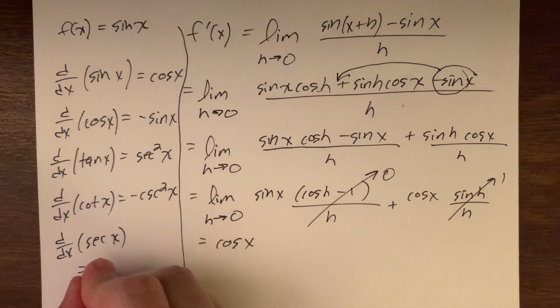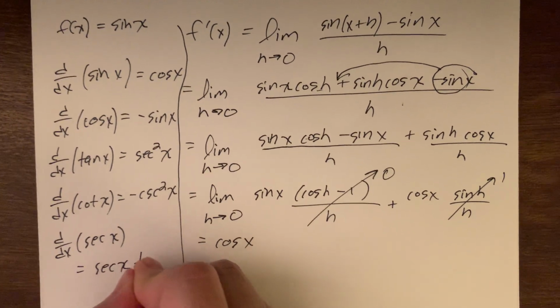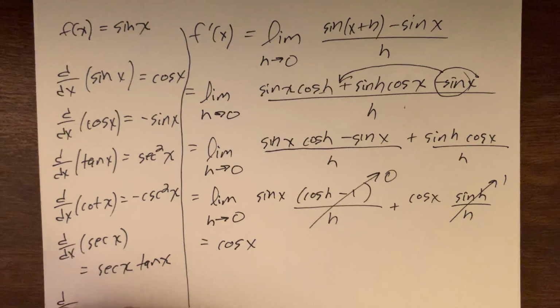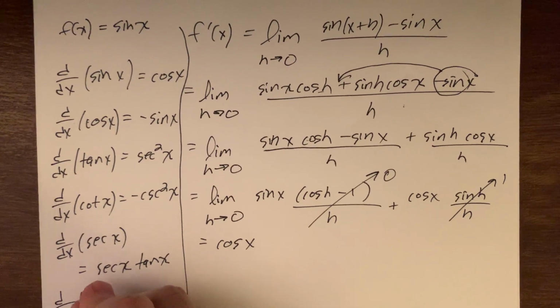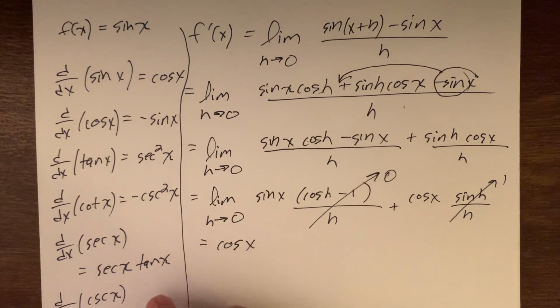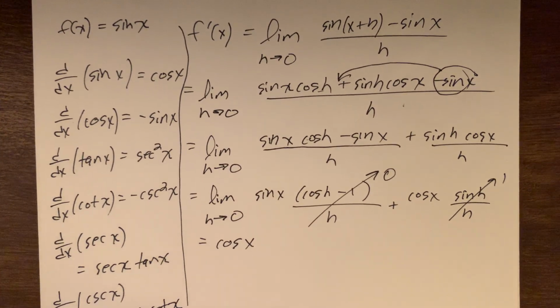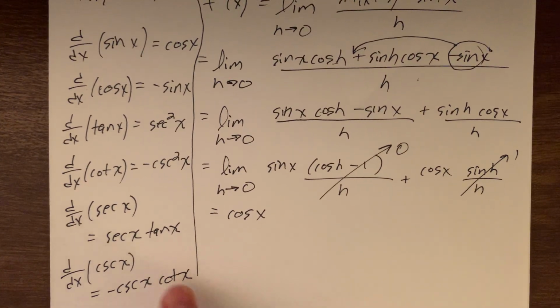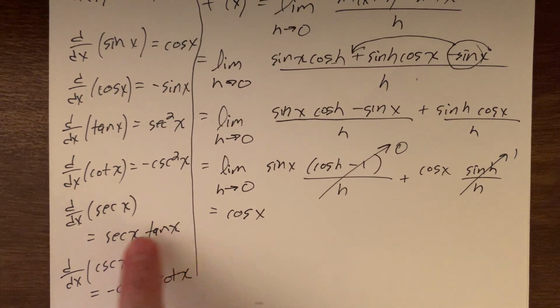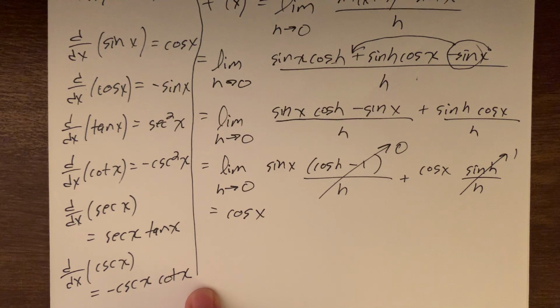The derivative of secant is secant tangent. And last, the derivative of cosecant is negative cosecant cotangent. Notice these last 2. You're getting 2 trig functions here. They both get the angle x. Don't make that little mistake.